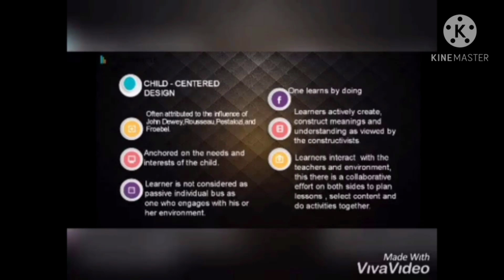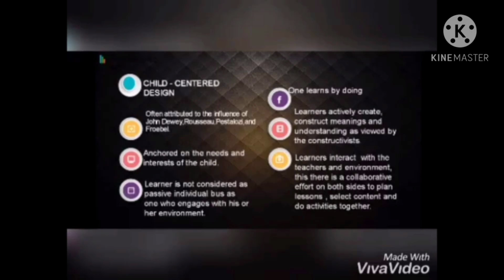Let us talk about first the child-centered design. It is often attributed to the influence of John Dewey, Rousseau, Pestalozzi, and Froebel. This curriculum design is anchored on the needs and interests of the child. The learner is not considered as a passive individual, but as one who engages with his or her environment. One learns by doing. Learners actively create, construct meanings and understanding as viewed by the constructivist.